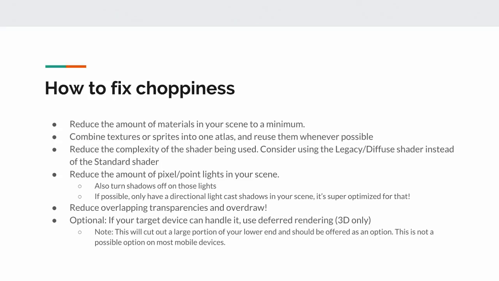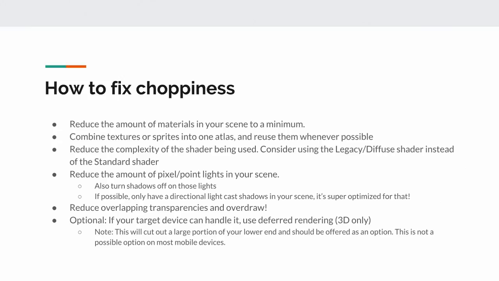I didn't go over overdraw, but I'll go over it in the 2D example. Reduce overlapping transparencies and overdraw. With the cylinder, you saw some of that. The cylinder had a few extra draw calls because it was behind a transparent object, and there's just not a whole lot you can do other than to reduce that.